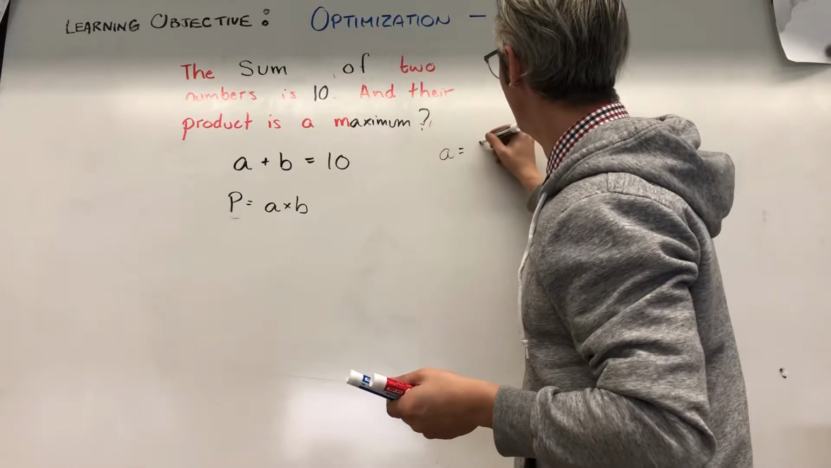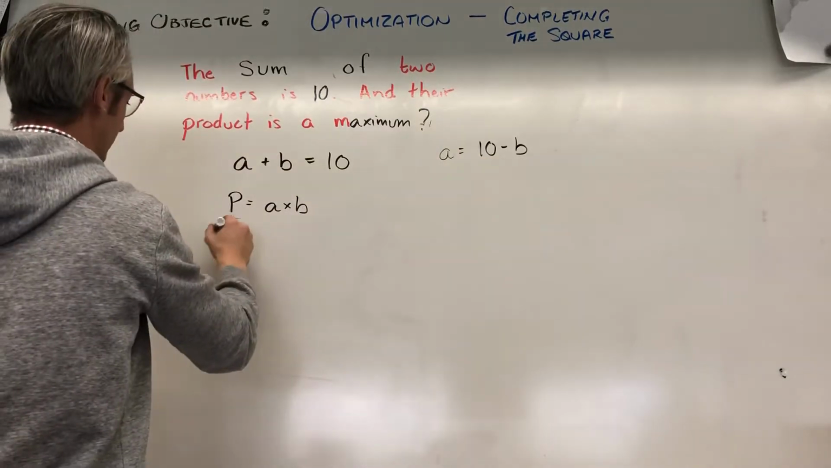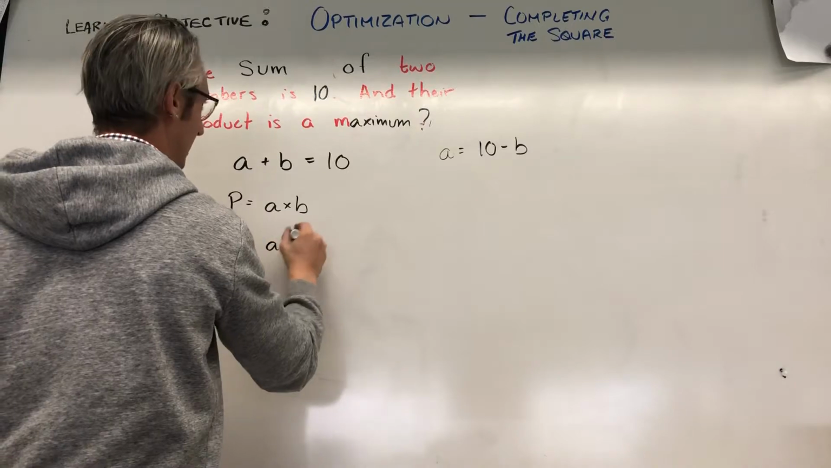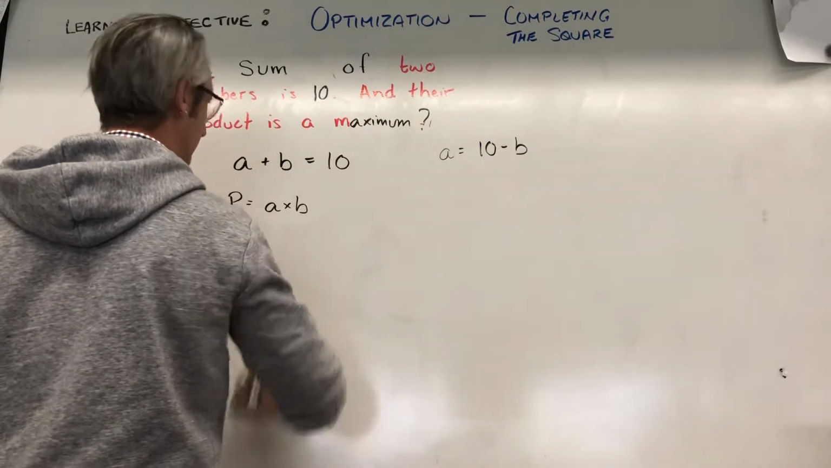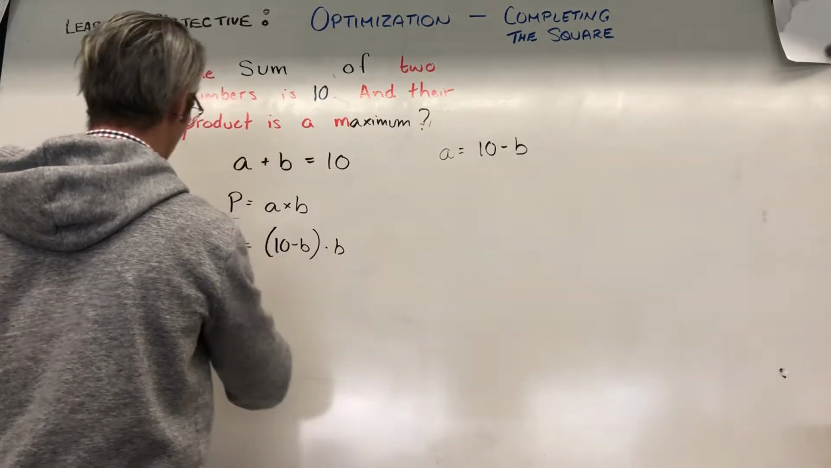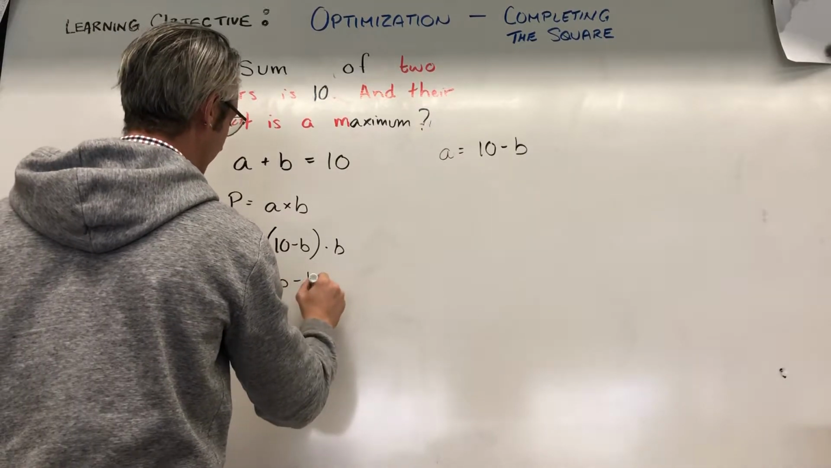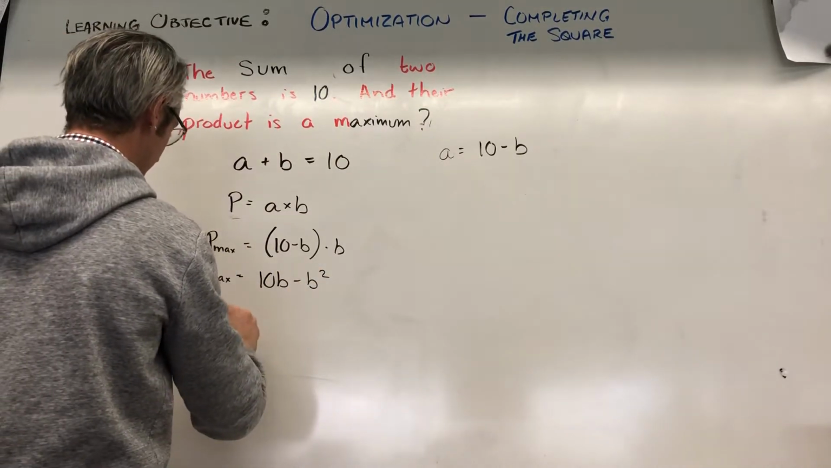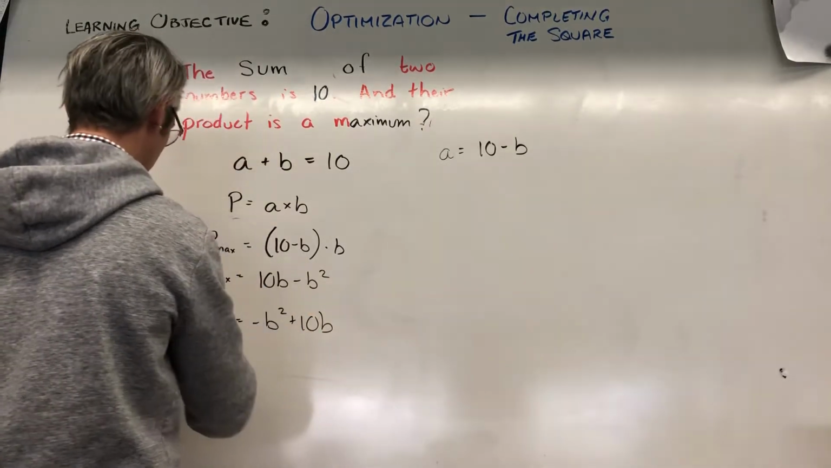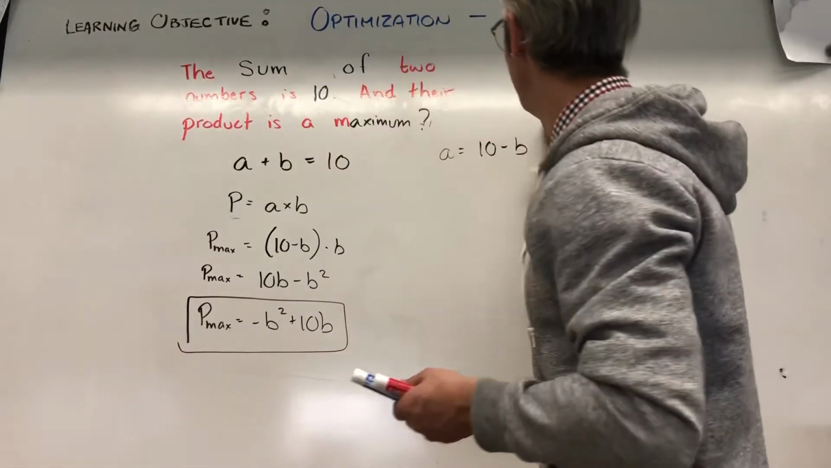Well, I'll choose one. A is equal to 10 minus b. Okay, so every time I see a in here, I'll replace it with that. So my P max is equal to a, which is 10 minus b, times b. P max is equal to 10b minus b squared. P max is equal to negative b squared plus 10b. Circle it like that. Now I complete the square on this to figure out what my P max is.